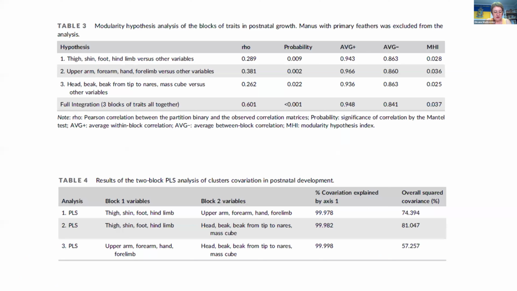In postnatal development, the highest within-block integration was in the forelimb traits. PLS analysis showed the highest degree of correlation between the leg module and the module of head variables and mass.